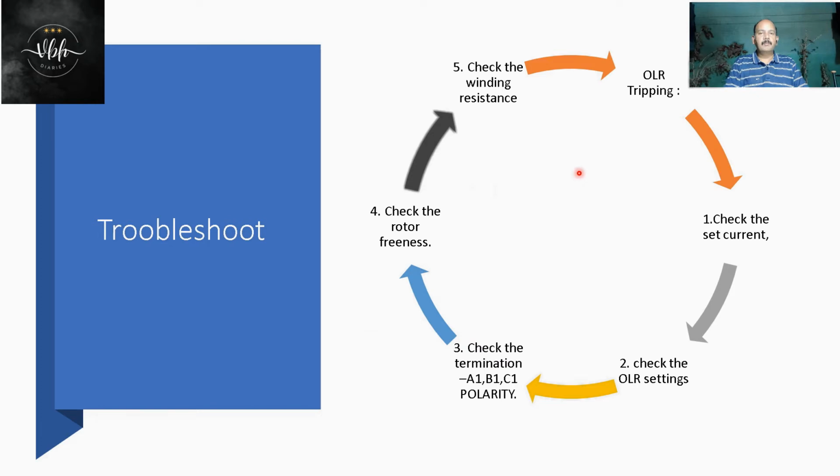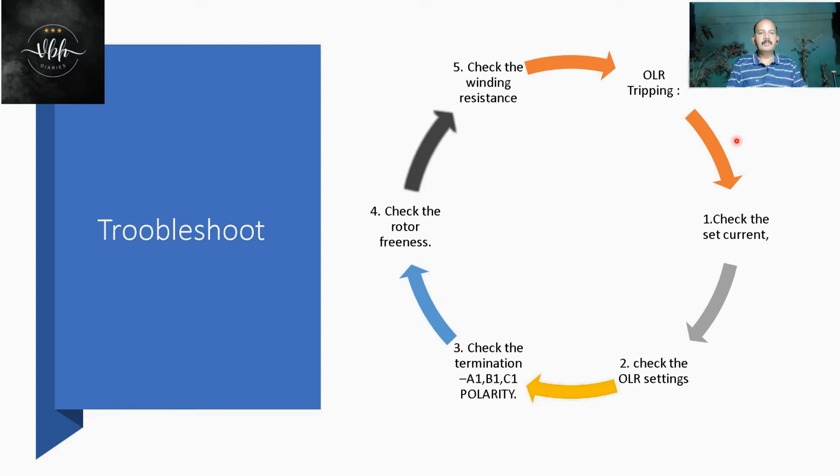Normally OLR tripping: while starting, the motor will not start and immediately it will trip. Why is it happening, we need to understand first. We need to check the set current in the OLR or MPCB. Whatever current limit we have provided to the starters, we need to check. What set current we have made as per the full load current of the motor, have we set it or not. That we need to check first.